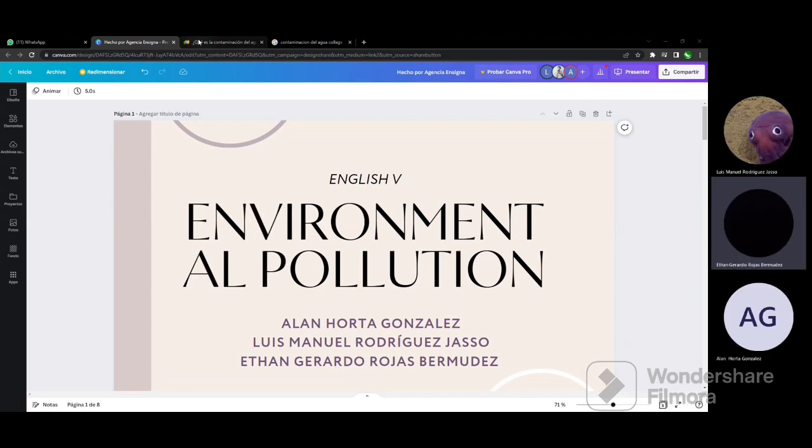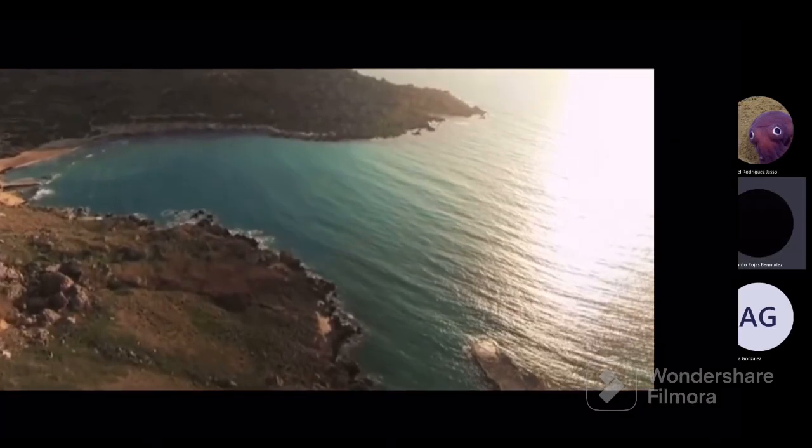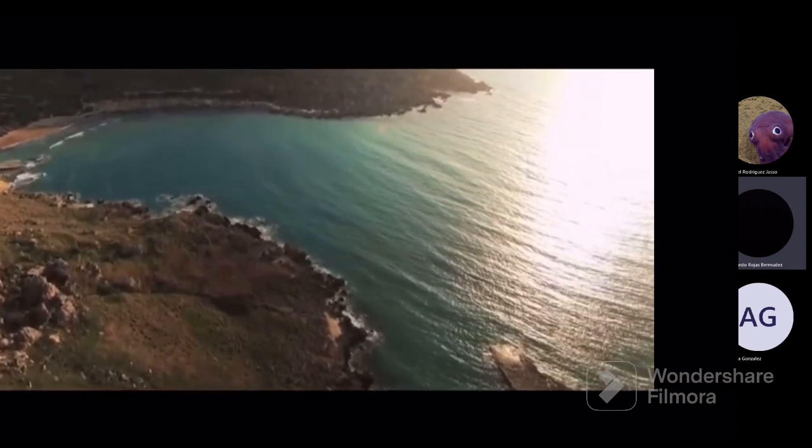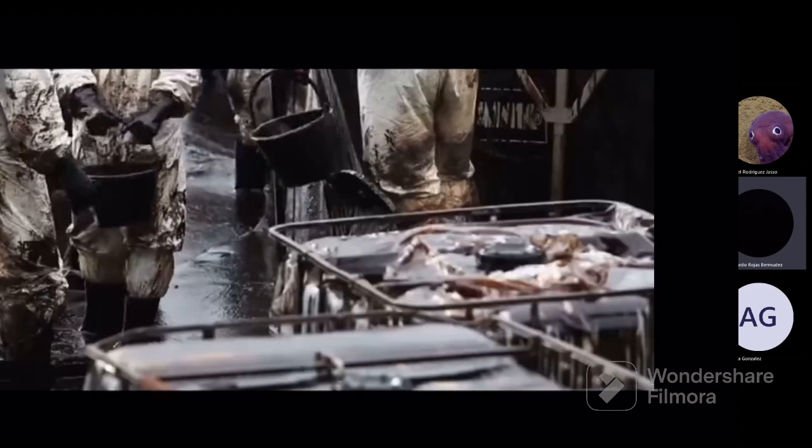Okay, so we are going to present environmental pollution, and we are Alan Horta González, Luis Manuel Rodríguez Jasso, and me, Ethan Gerardo Rojas Bermúdez.